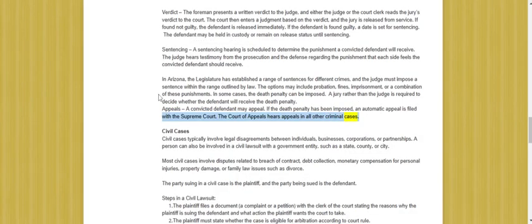Civil cases typically involve legal disagreements between individuals, businesses, corporations, or partnerships. A person can also be involved in a civil lawsuit with a government entity, such as a state, county, or city. Most civil cases involve disputes related to breach of contract, debt collection, monetary compensation for personal injuries, property damage, or family law issues such as divorce. The party suing in a civil case is the plaintiff, and the party being sued is the defendant.